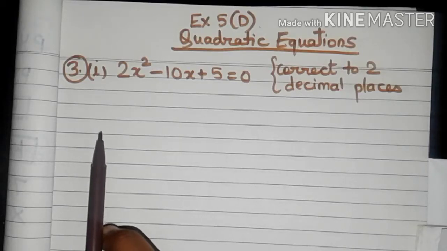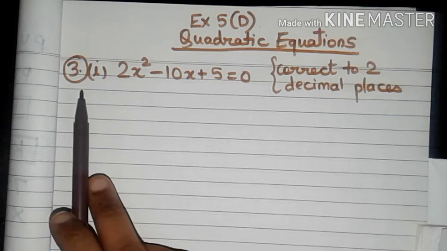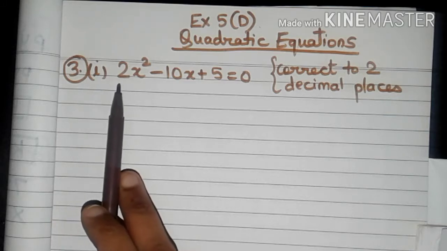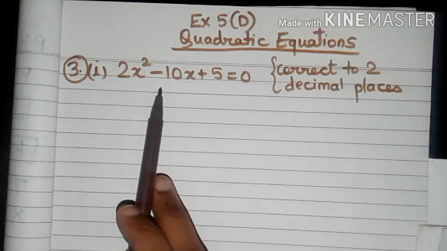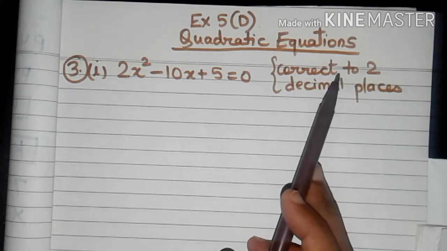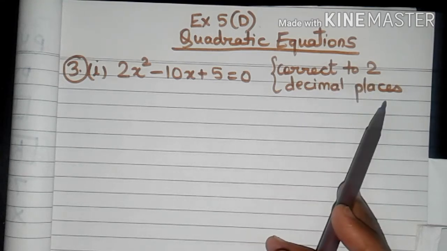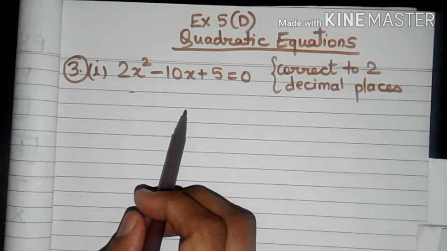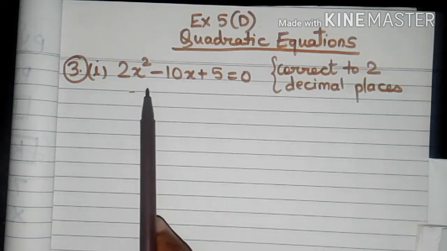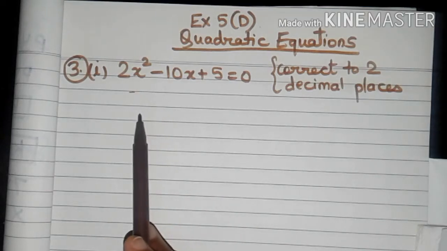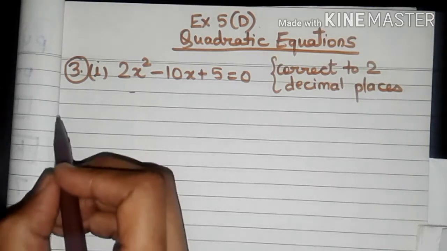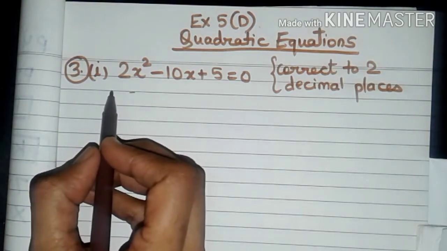So in this video we will start with question number 3, first part. We have to solve this quadratic equation and we have to get the answer correct to 2 decimal places. As you can see, this quadratic equation cannot be solved by factorization method. So we have to use the formula method. This is already in the standard form.